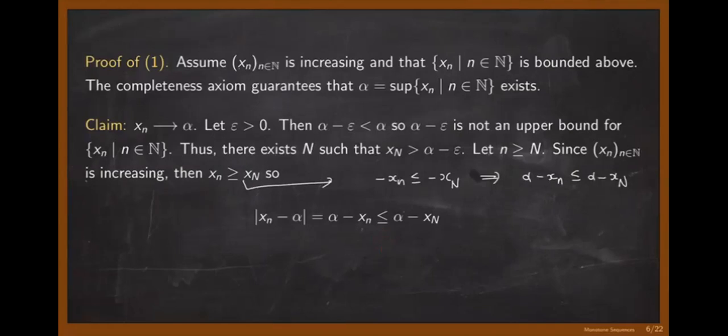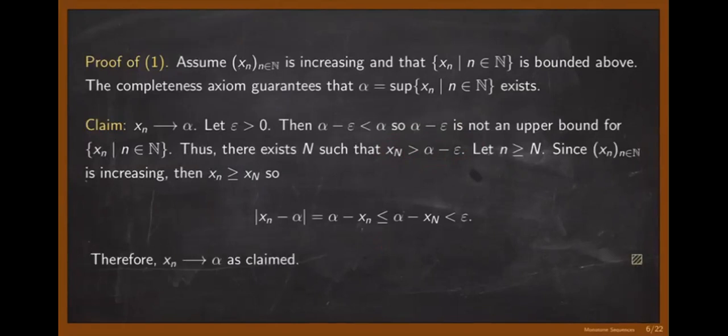Right? So now, using this inequality, if x sub capital N is greater than alpha minus epsilon, then alpha minus x sub n is less than epsilon. So I think that's what we needed to do. That proves that x sub n converges to alpha as claimed.